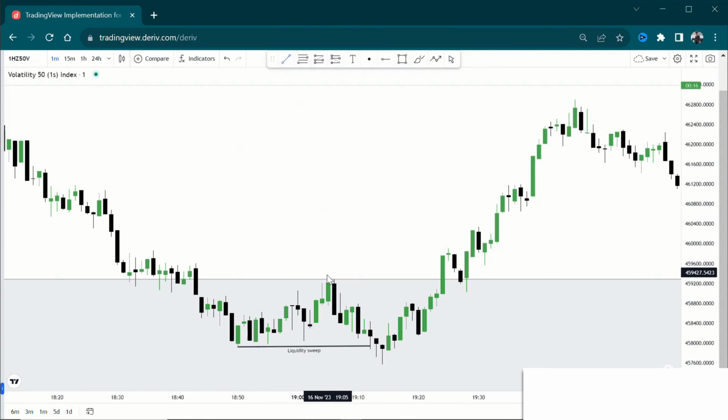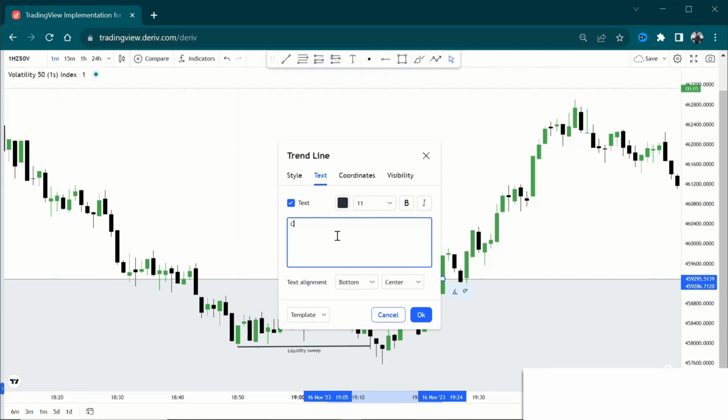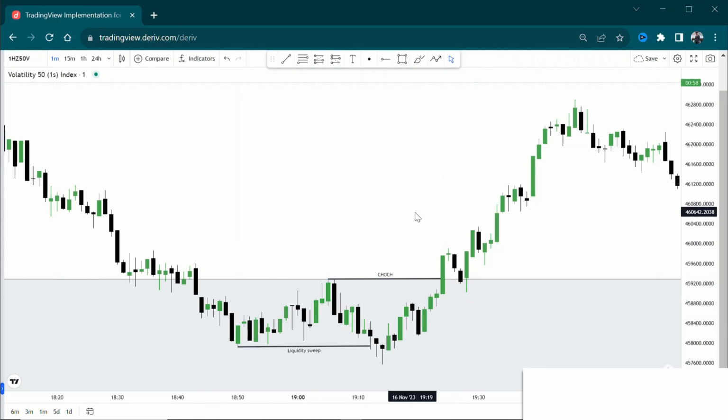So this last low, this last high, not low, this last high here, we are looking for a buy. So your choke is going to be right here. This is going to be your change of character. Okay, when you see this change of character, you are now looking for what?